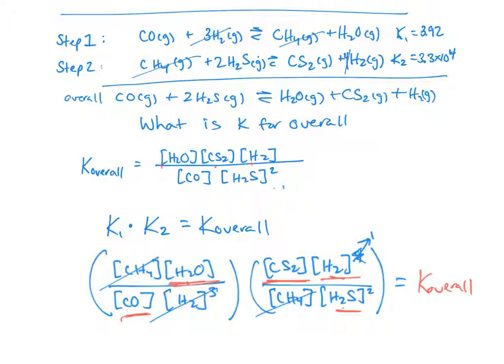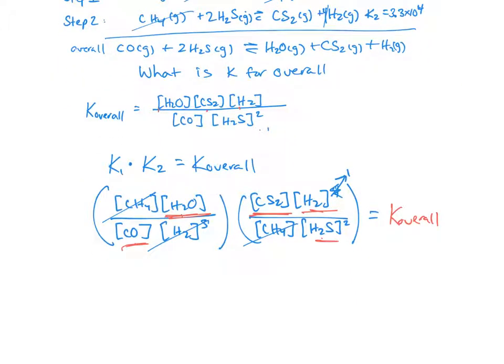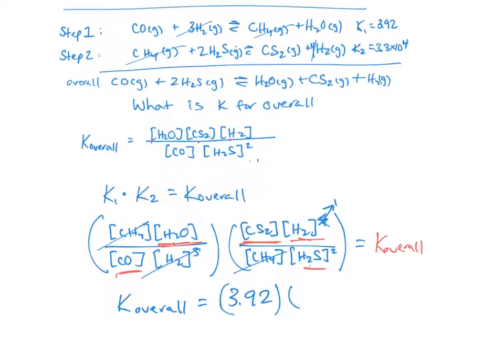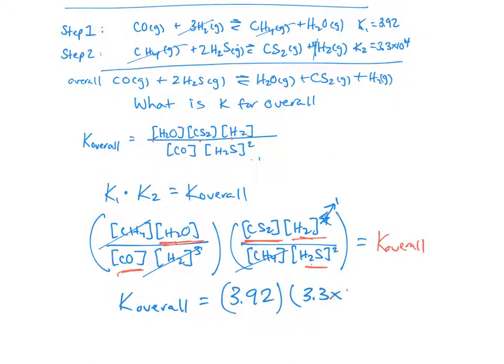Yes? If there were 3 steps, can you just multiply them? Yep. If there's 3 steps, you can multiply another K value. So we could actually calculate what this value is. K overall will be the 3.92 from step 1 times the 3.3 times 10 to the 4th from step 2, and we get 1.3 times 10 to the 5th.